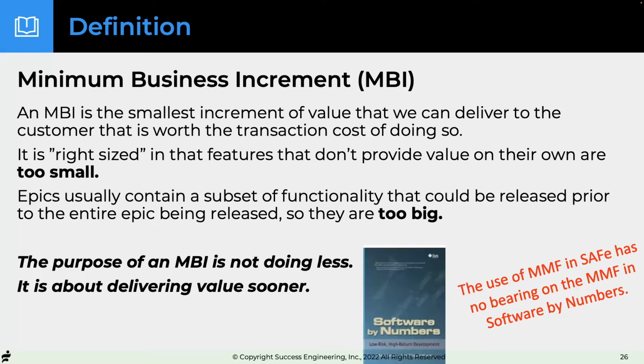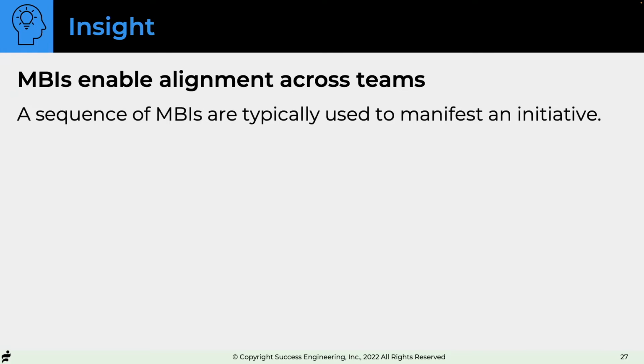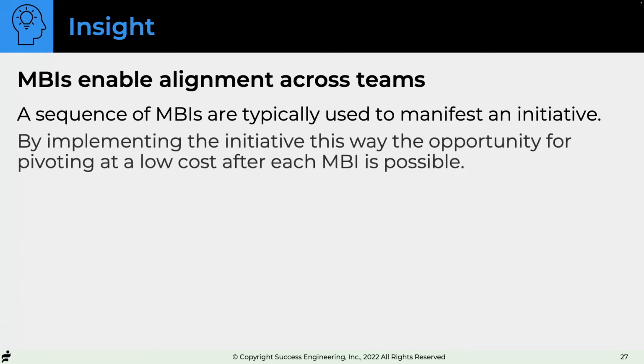They've again bastardized the term, so ignore that. Okay. MBIs enable alignment because a sequence of MBIs can be used to manifest an initiative. Implementing the initiative this way, you can get it out in the market. And alignment is better than coordination. You always need some coordination, but the more alignment you have, the less coordination you need.